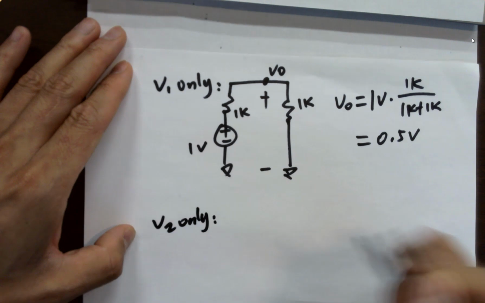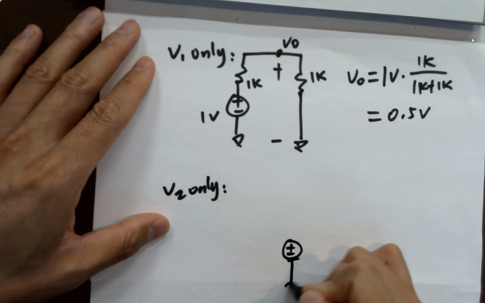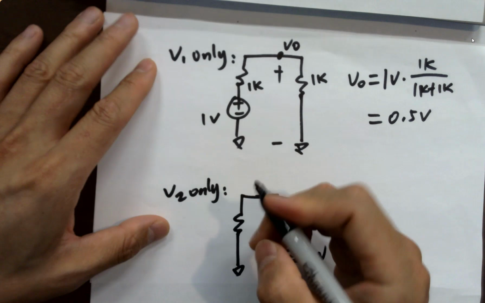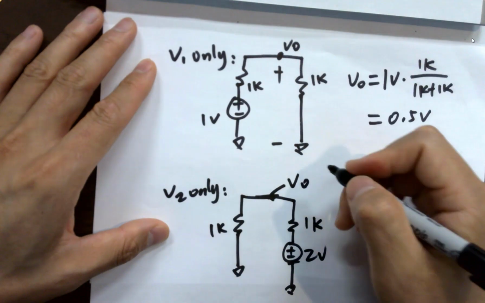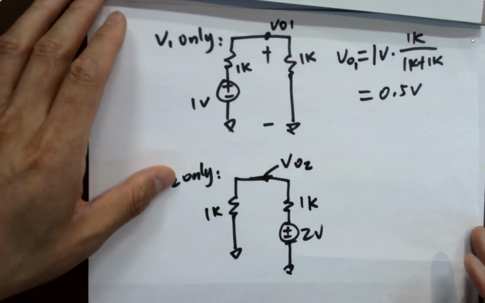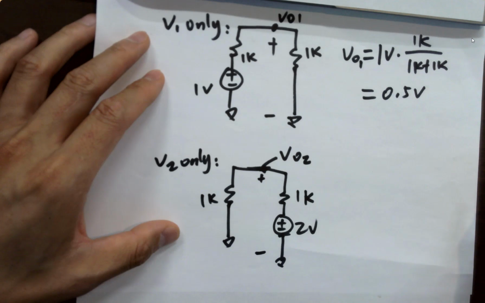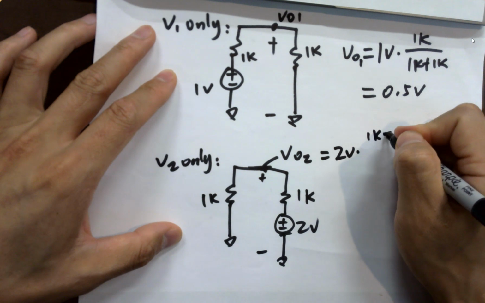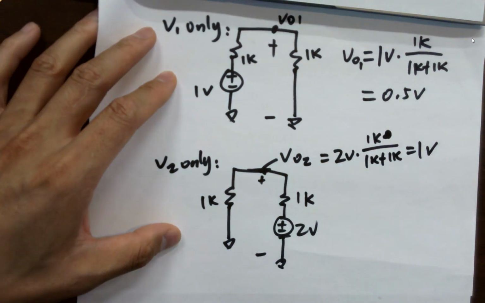V2 only. Keep V2 here, 2 volts. Short V1, because we are not looking at V1 for now. Here's still V out. Let's do VO1, VO2. So there are 2 V outs, plus minus compared to ground as well, so it's not changing the polarity. What is VO2? It's 2 volts times 1K over 1K plus 1K, which is 1 volt. Right?